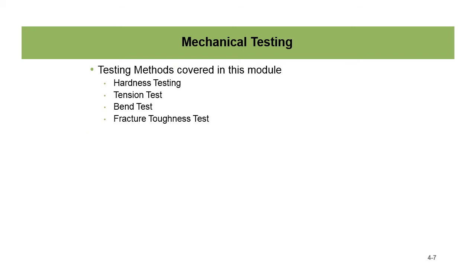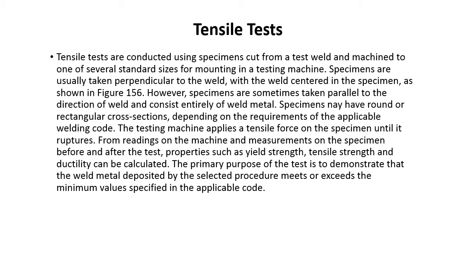Mechanical testing. We're going to take a look at testing methods covered in this module. Hardness testing, tension testing, bend testing, fillet weld break test, and fracture toughness testing. Tensile tests. Tensile tests are conducted using specimens cut from a test weld and machined to one of several standard sizes for mounting in a testing machine.